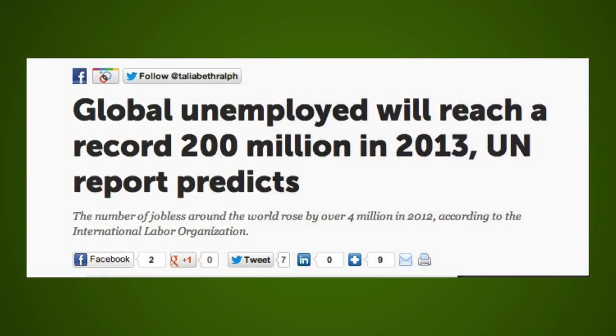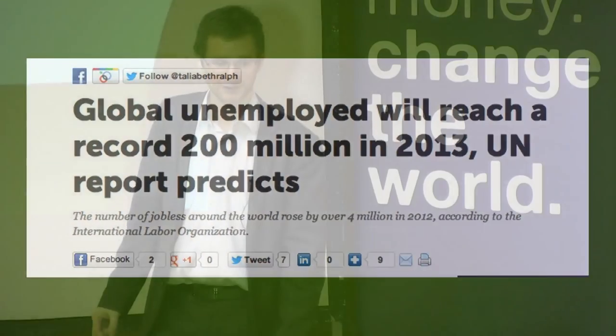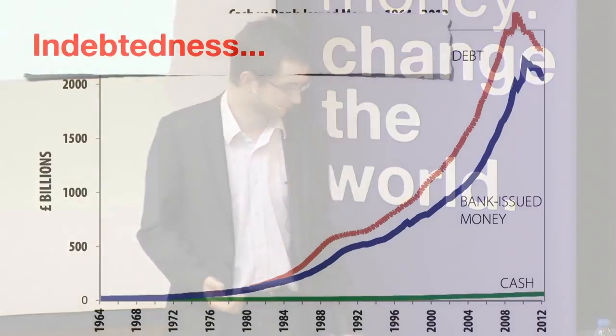Global unemployment will reach a record 200 million in 2013. Now, 200 million people, is there nothing useful for those people to be doing, really, given the situation we're in right now? But there's not enough money, there's not enough numbers in computer systems created by the banking sector to allow those people to do something useful.